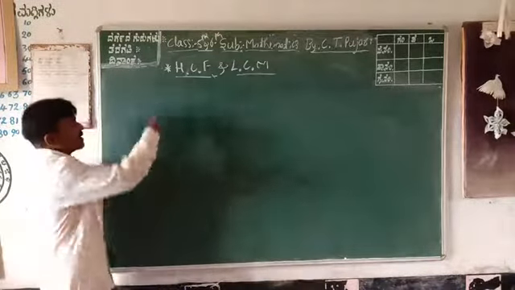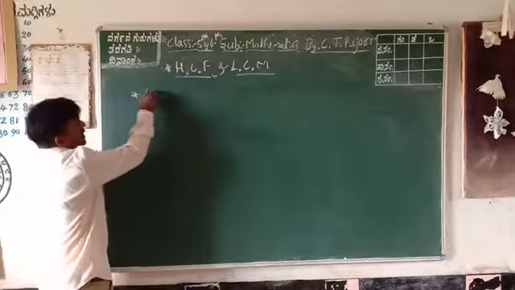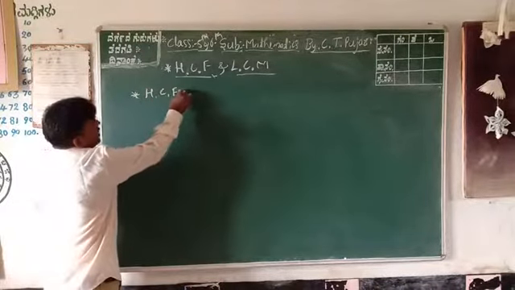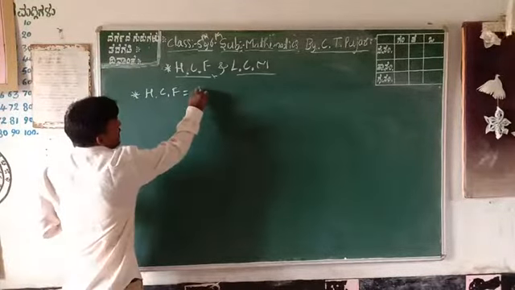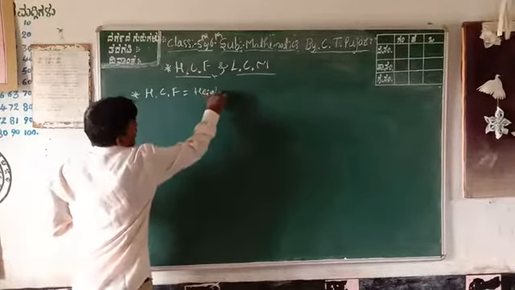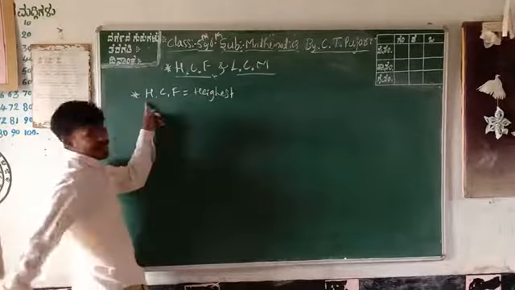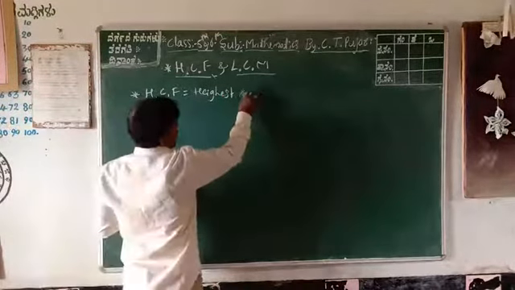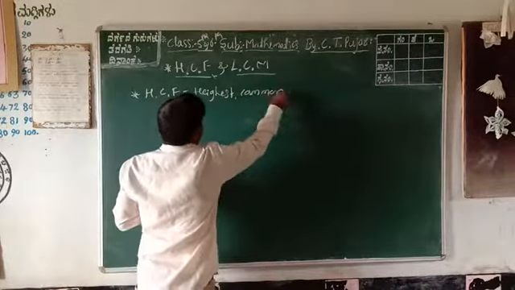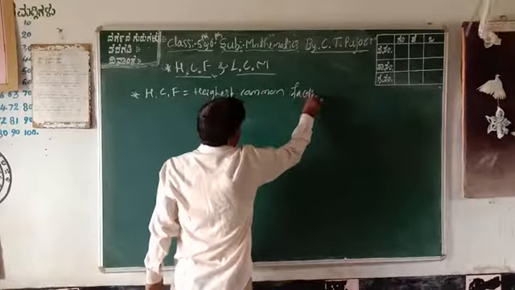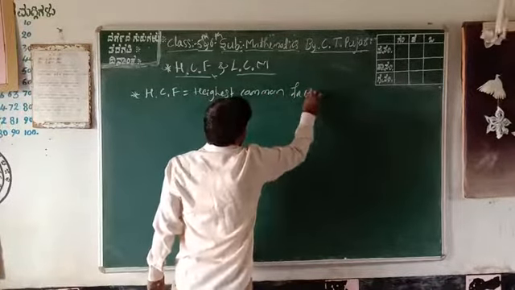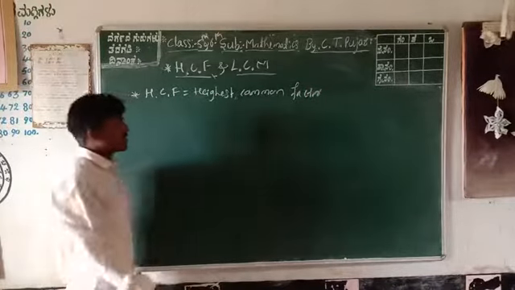First of all, you can write HCF. What is the meaning of HCF? HCF means the highest common factor. H means highest, C means common, and F is factor. Highest common factor.